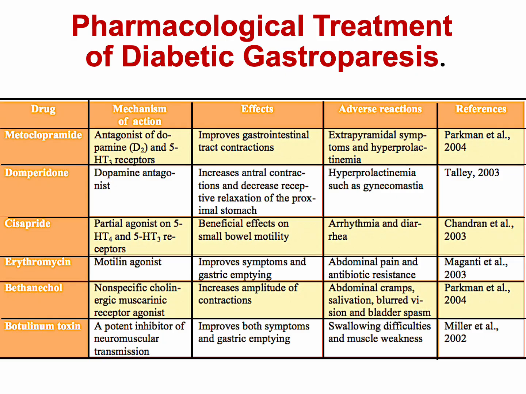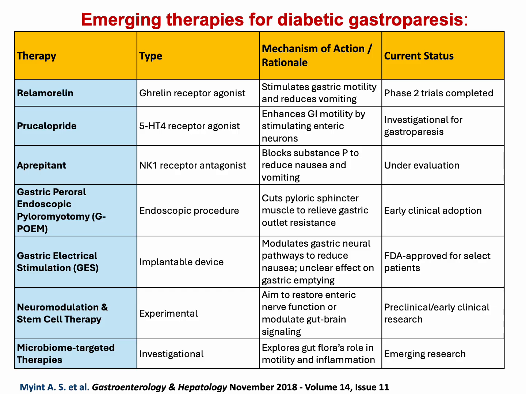treatment-resistant cases. Now, there are emerging therapies for diabetic gastroparesis, which include investigational drugs that are listed here, advanced endoscopic procedures for severe cases, and experimental strategies like microbiome-targeted treatments.